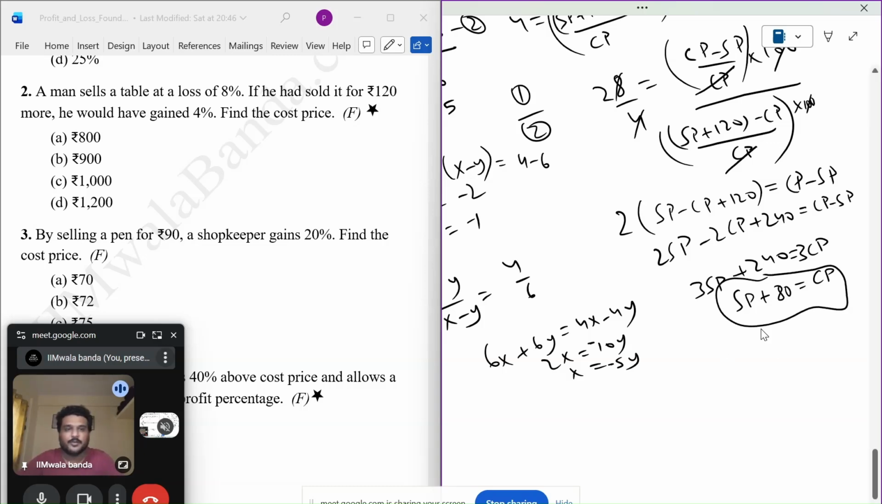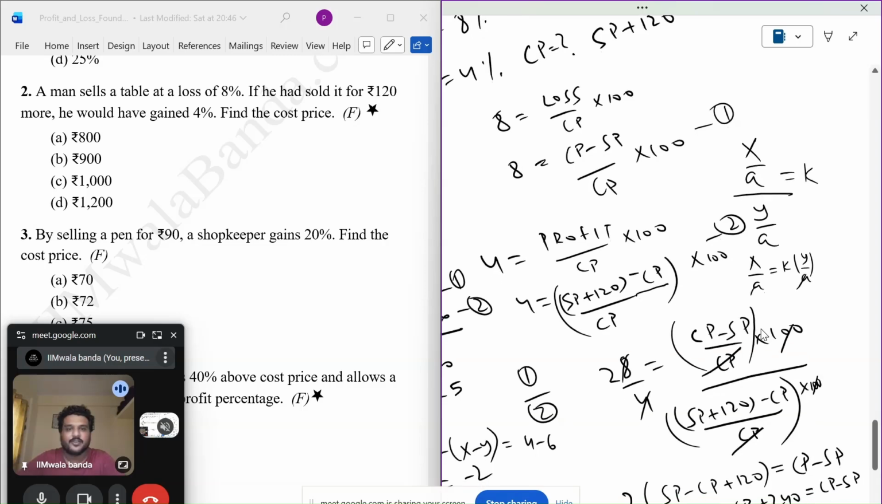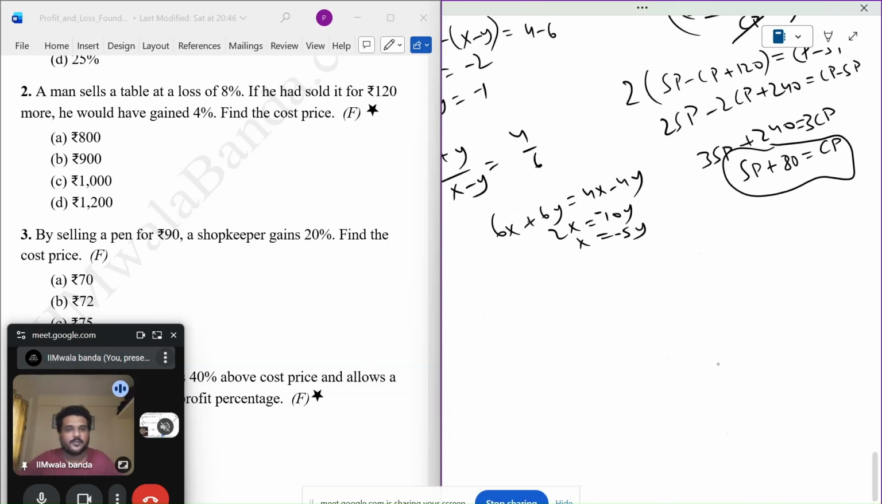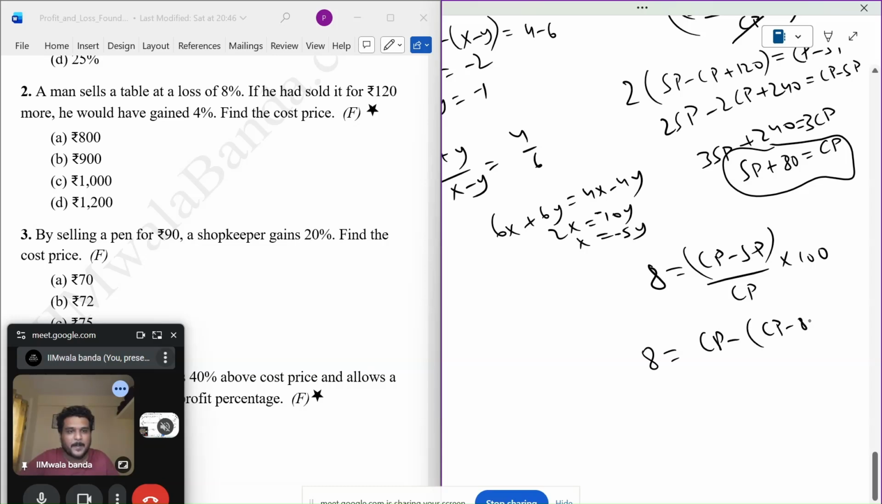I'll just use it and put it somewhere. I'll put it in the first one. Profit percentage is equal to CP minus SP. This was the first equation, right? So I'll put it here. So 8 is equal to CP minus SP upon CP into 100. This is my first equation. And because I want CP, I'll remove SP. SP is what? CP minus 80.